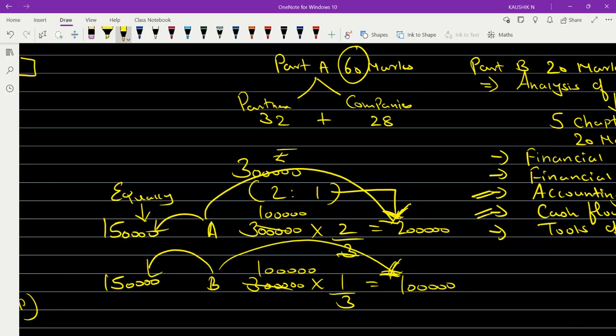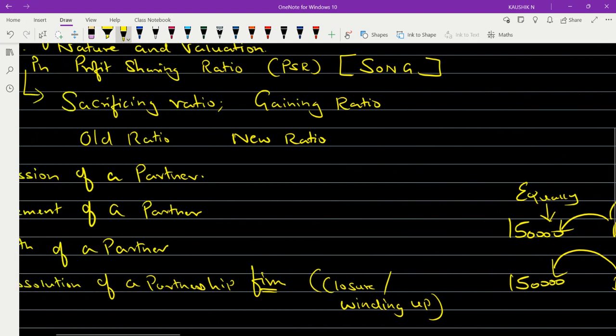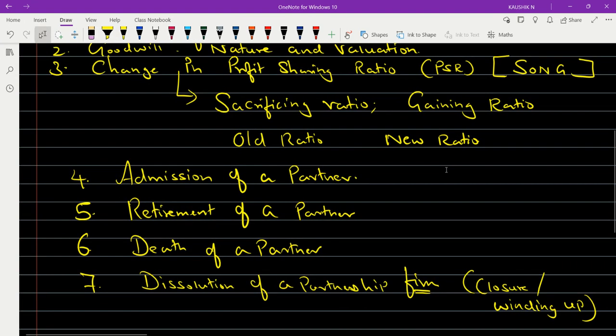So now tell me, someone has sacrificed and someone has gained. Who has sacrificed and who has gained because of the change? Exactly. So B has sacrificed: earlier 1 lakh 50, now he is getting only 1 lakh. So 50,000 rupees he has sacrificed. That 50,000 goes to partner A. So from 1 lakh 50, he is getting 2 lakh rupees. So this shows that there is a sacrifice and gain whenever any change happens. At the same time, there is something called new and old. We need to find out something called new ratio and old ratio.